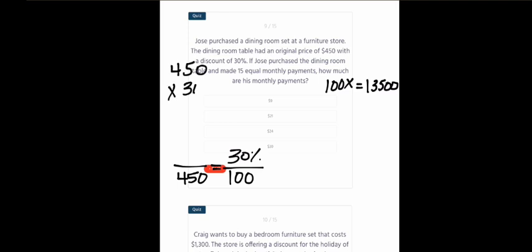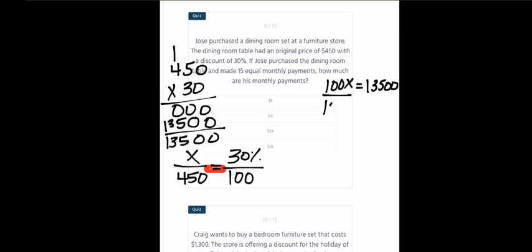450 times 30. 0, 0, 0. Placeholder 0. 0, 15, carry the 1. 3 times 4 is 12 plus 1 is 13. I add them up and I get 13,500. Okay? I hope that made a little more sense. I'm sorry for the confusion. Now I'm going to divide by 100. I can eliminate those extra zeros. I get x equals 135.